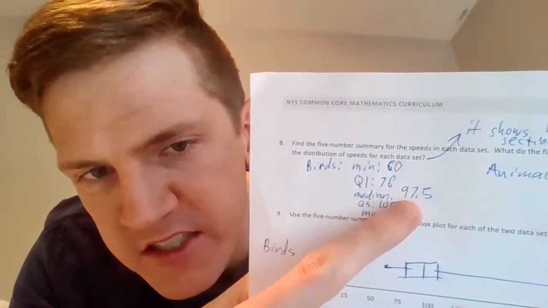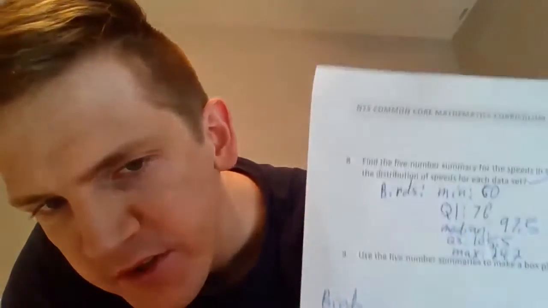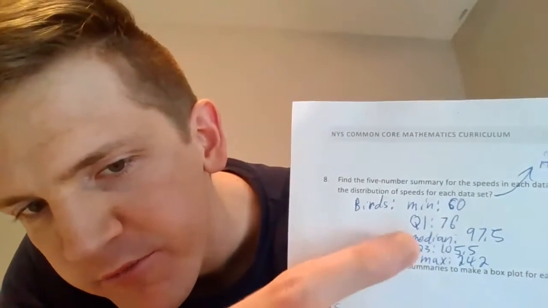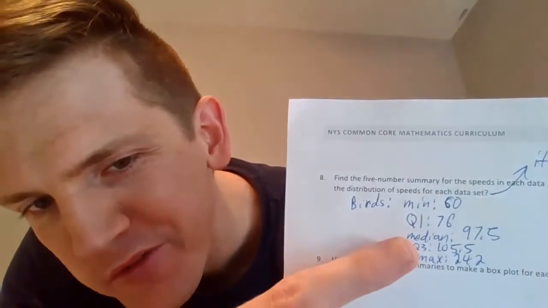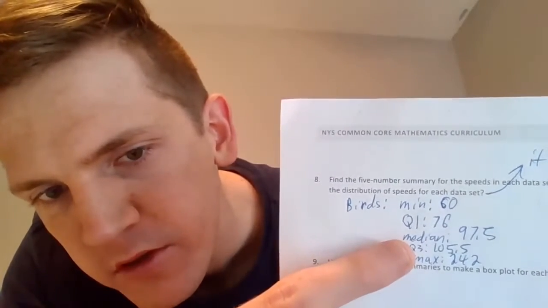Median was 97.5. So there ended up being two numbers in the middle on median. I had to take the average. I think it was 195 were in the middle. And then Q3, 105.5. So again, since there's a 0.5, that means there's most likely two numbers in the middle on Q3. Those are the numbers I got on birds.